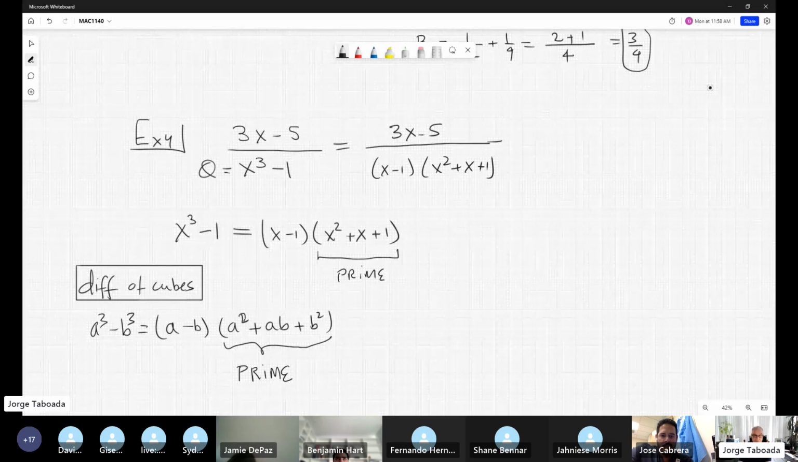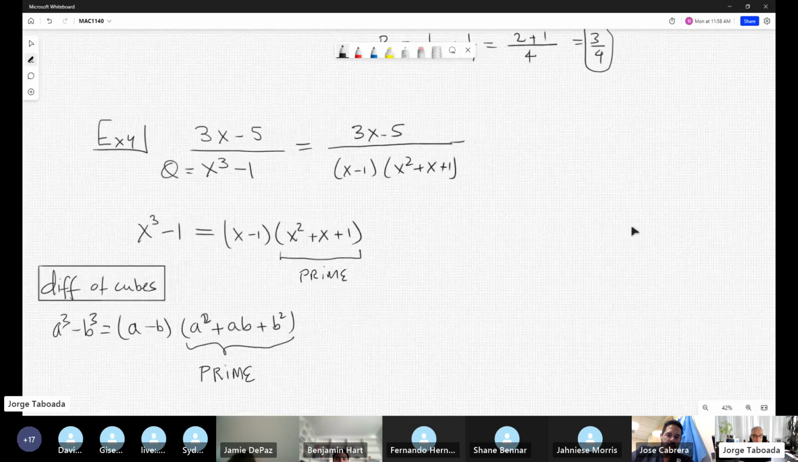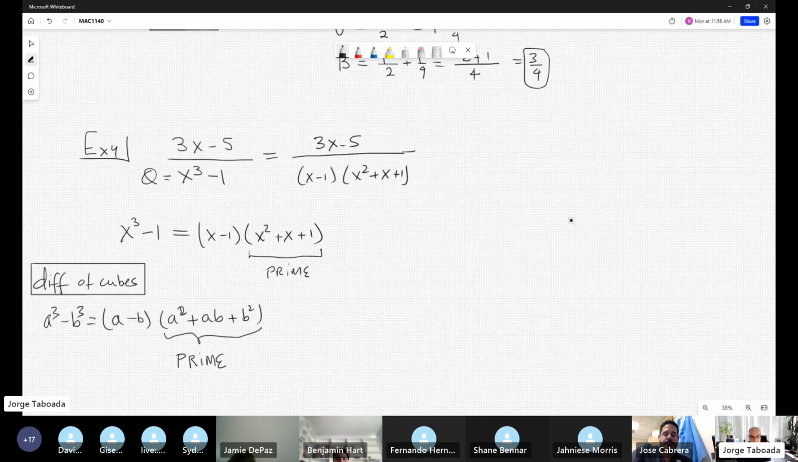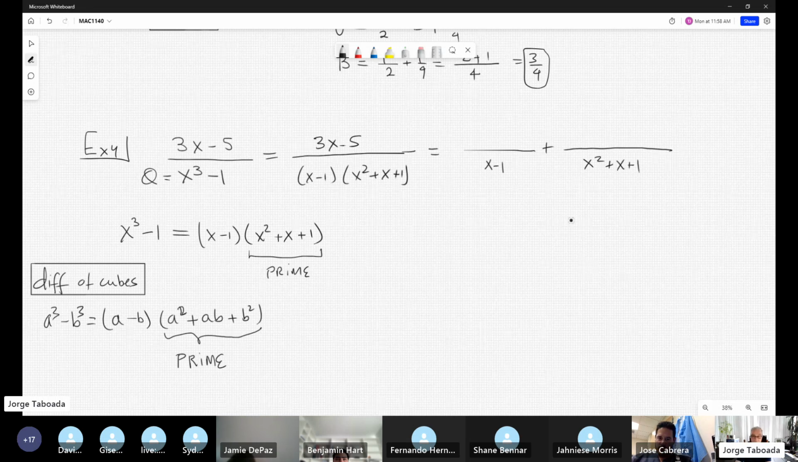Okay, now I am aware of that situation, because the professor explained it: when it's complex or an irreducible quadratic, you cannot say you have two factors. It's x minus 1, and you have x squared plus x plus 1. Okay?